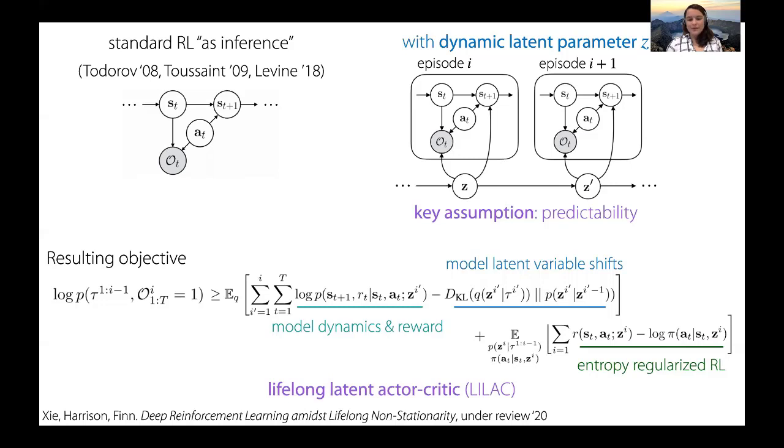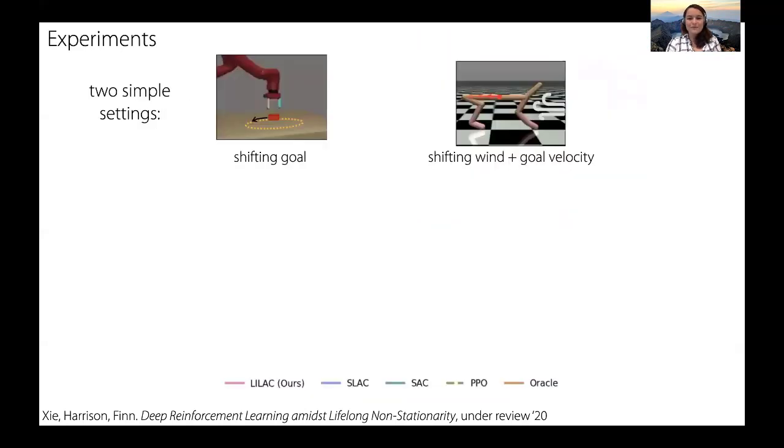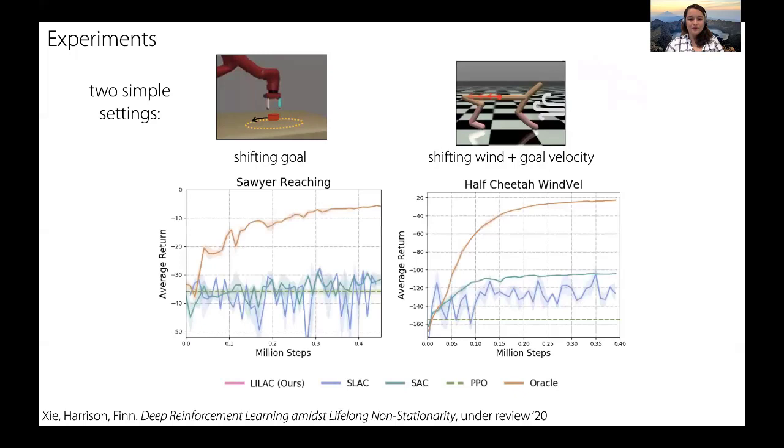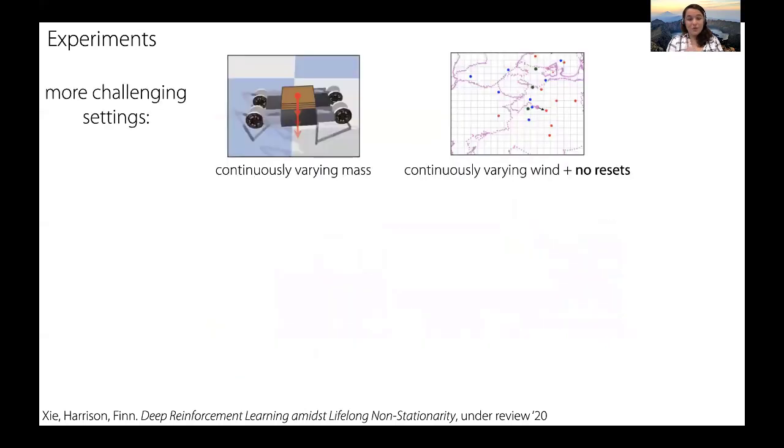Okay, so we refer to this as lifelong latent actor critic in the sense that the latent variables are shifting over the lifetime of the agent. And if we look at the previous two settings that we looked at before, the two simple settings, we find that this algorithm is able to do substantially better than these previous algorithms by modeling the non-stationarity and anticipating how things will change. Further, we can look at two more challenging settings.